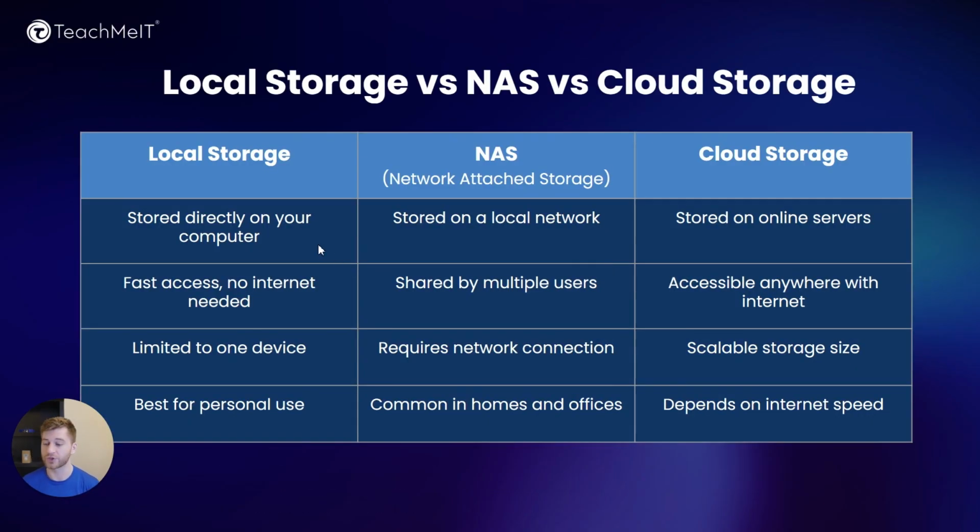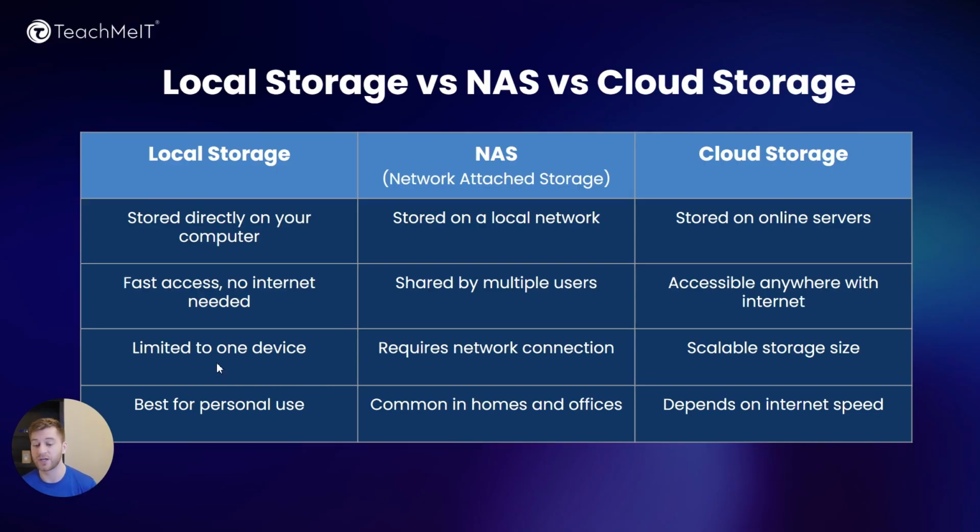Here we have a comparison chart. Local storage stores things directly on your computer or local storage device. Network attached storage stores things on a local network. Cloud storage stores things online. In terms of access, local storage allows for fast access, and network attached storage is used by multiple users on a network or multiple employees. Cloud storage is normally accessible anywhere where you have internet and a device that has the proper permissions or an account that has the proper permissions.